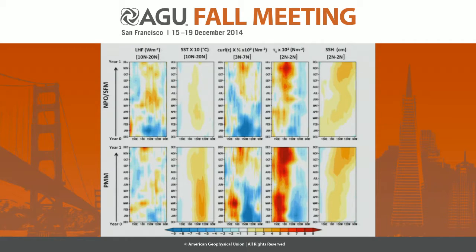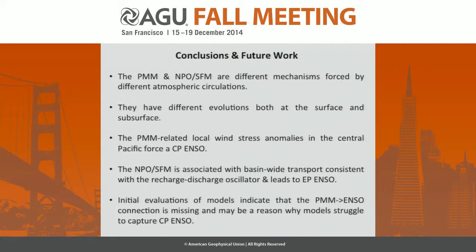And that kind of leads to the idea that maybe the NPO SFM is more related to a recharge-discharge oscillator idea of ENSO, whereas for the meridional mode, I'll just point out that you see strong zonal wind stress anomalies on the equator that sort of hold the warming in the Central Pacific and then eventually allow it to propagate east. So it seems the meridional mode is associated more with local wind-driven processes in the Central Pacific.